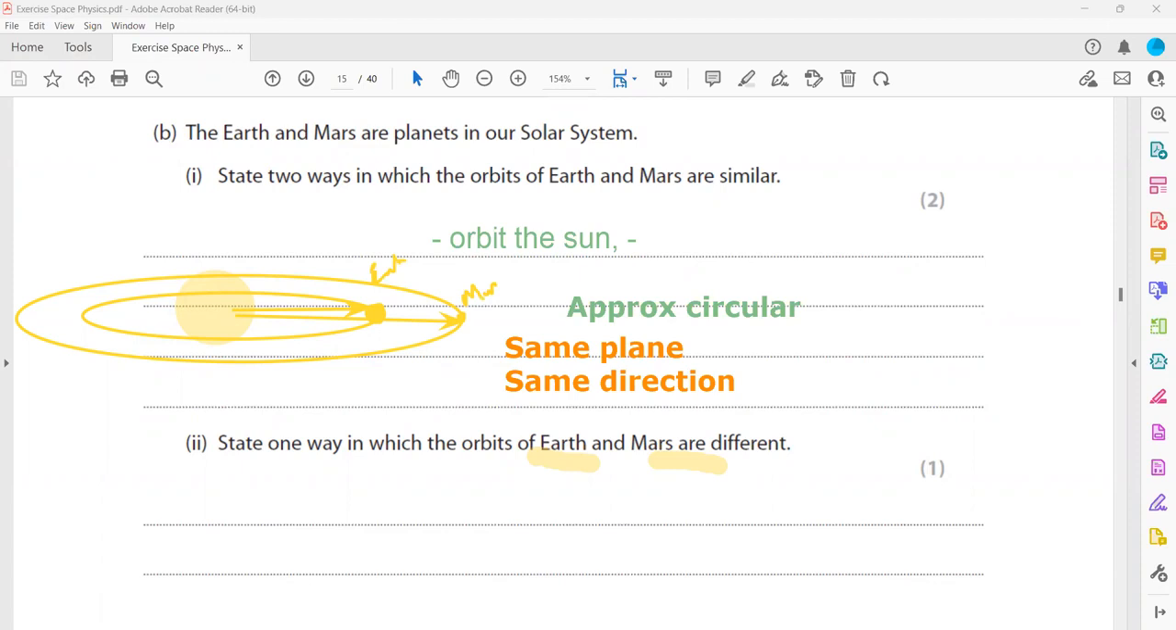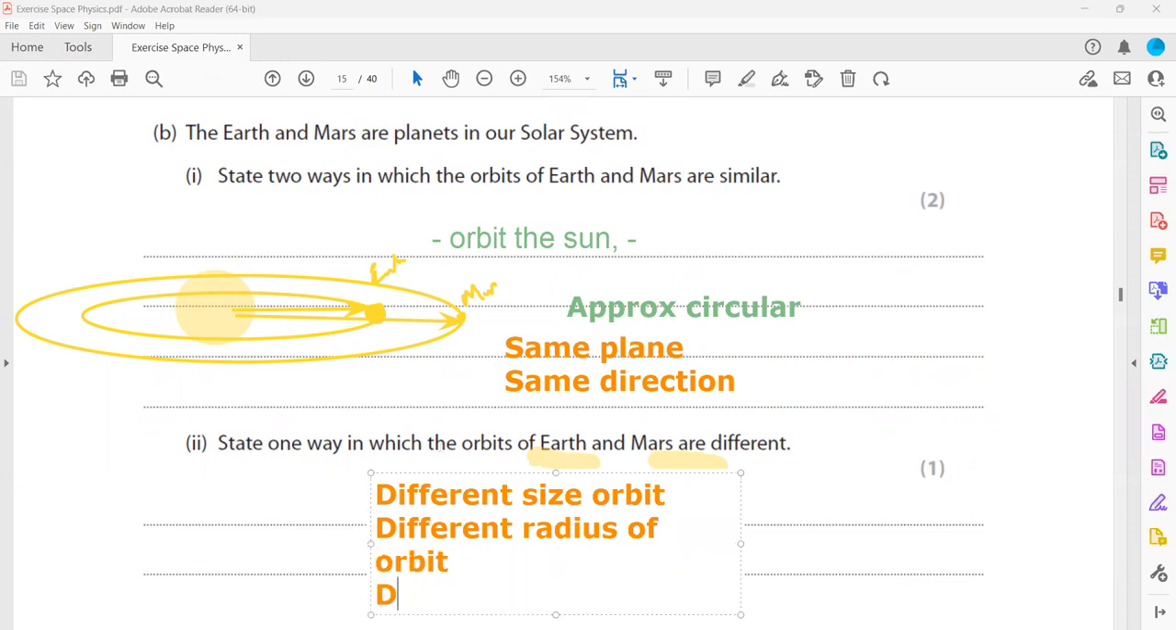So the thing which you can mention, you cannot mention about the moons. You cannot mention about the moons as they asked only for orbit. So you can mention the size of the orbit. They have different size orbits or circumference. You can mention they have different radius of the orbit. They have different time periods of the orbit. Like they take different time to orbit the sun.